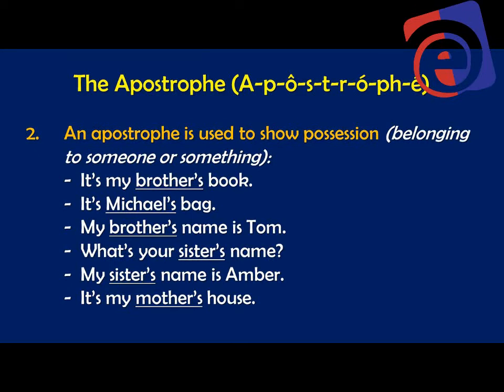Let's look at the examples. An apostrophe is used to show possession, belonging to someone or something. It's my brother's book. It's Michael's bag. My brother's name is Tom. What's your sister's name? My sister's name is Amber. It's my mother's house. It's my mother's house.